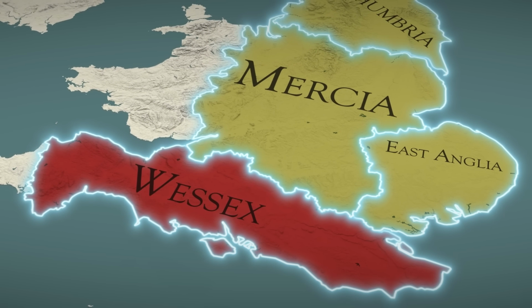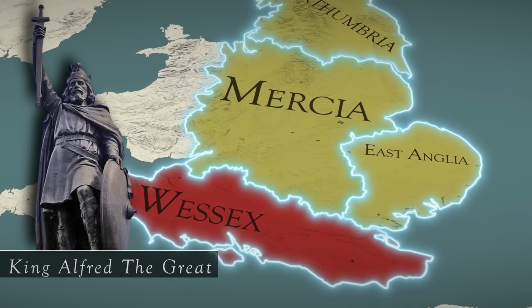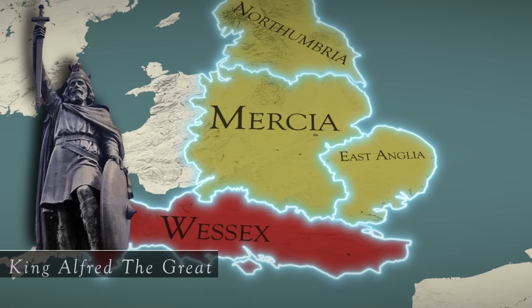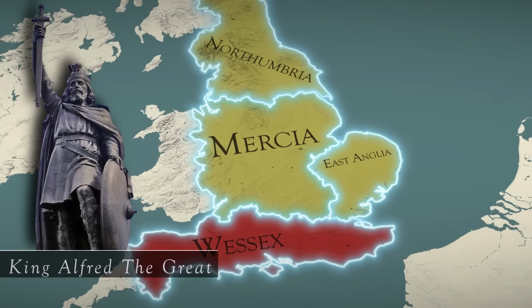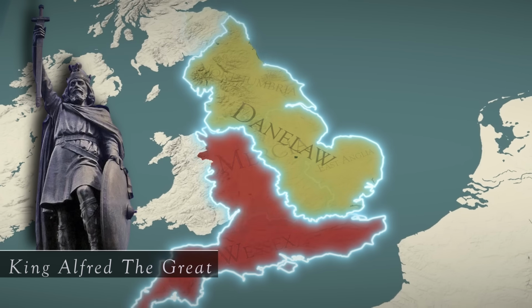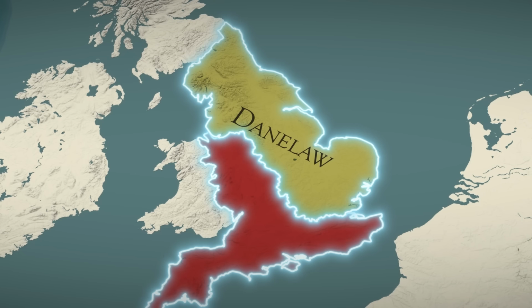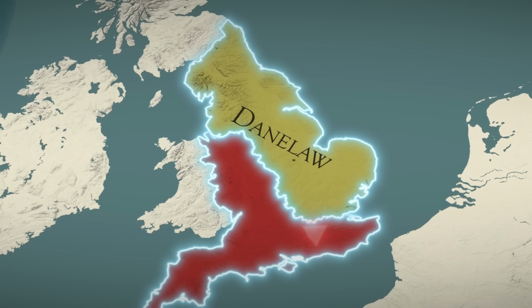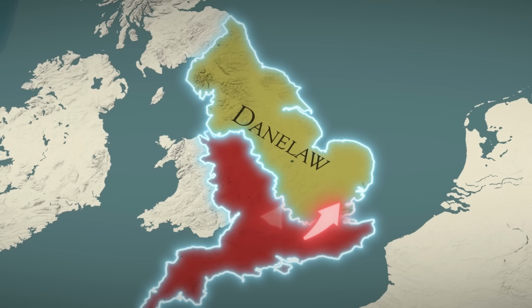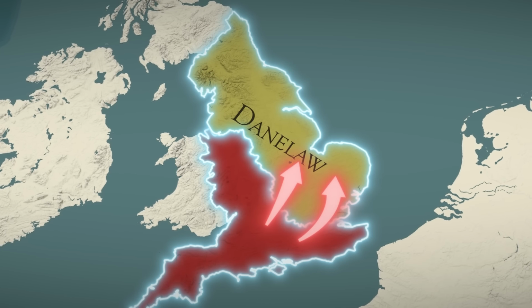Ultimately proving victorious, King Alfred earned himself the epithet of the Great by successfully driving the Vikings back eastwards to the lands which remained under their own rule of Danelaw. With Anglo-Saxon dominance now restored, the kings of Wessex gradually began to reconquer the remaining English lands under Viking occupation.